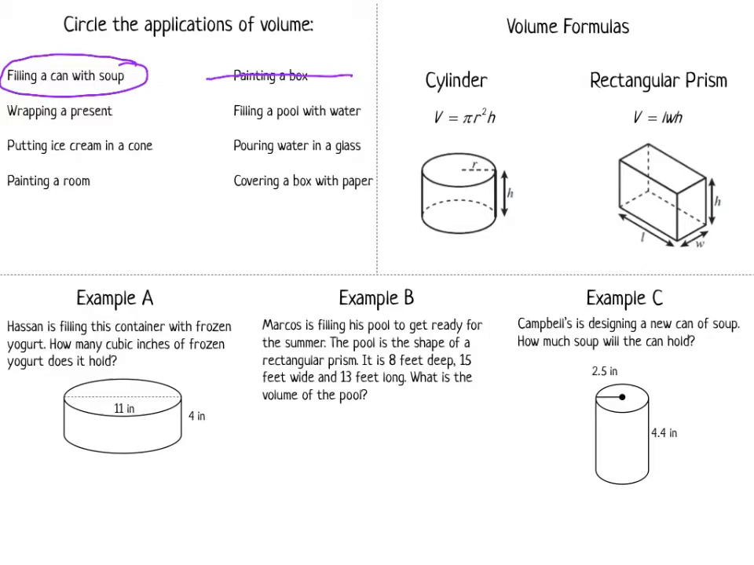Wrapping a present, again, not going to be an application of volume because that's going to be around the outside. Putting ice cream in a cone, however, that is going to be volume because we're going to be filling up that ice cream cone, so that is going to count as volume. Painting a room, however, will not count as volume because we're going to be covering the walls in the room. We're not going to be filling the room with paint. That would just be insane. So we're not going to be doing that. So that is not volume.